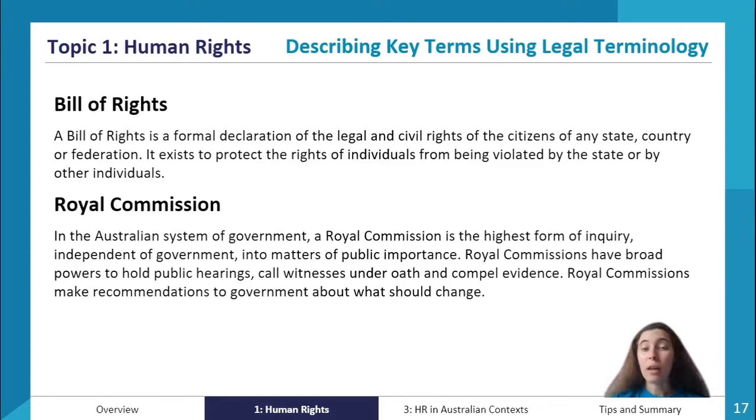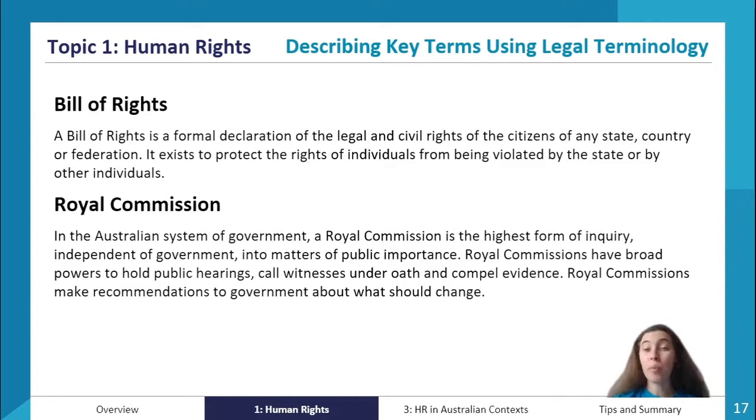A Royal Commission, that's something that a lot of us would have heard of before. In the Australian system of government, it's the highest form of inquiry. We've got lots of high profile issues that have had royal commissions to find out more information about what has happened, what the situation is with things that are concerning in society. It's independent of government, and it's about matters that are of public importance and usually public concern.